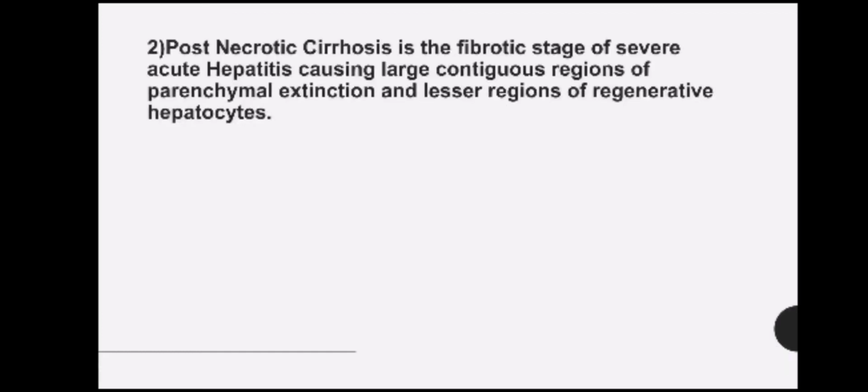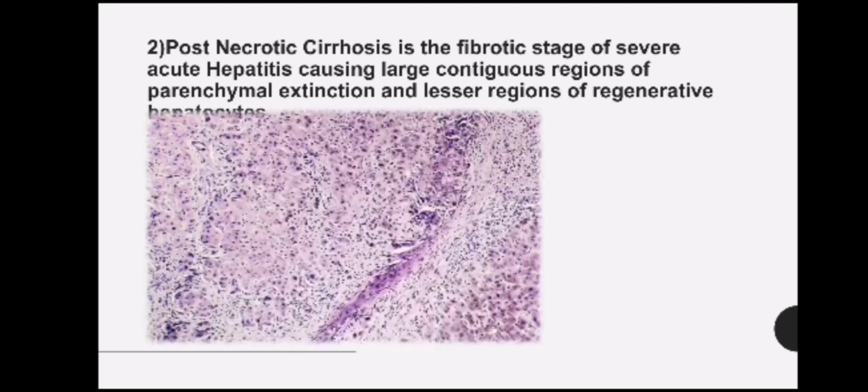Number 2, post-necrotic cirrhosis, is the fibrotic stage of severe acute hepatitis, and it results in a misshapen liver with large regenerative regions of liver parenchyma, and these regions are separated by very broad regions of parenchymal scar. Also, there are lesser regions of regenerative hepatocytes.